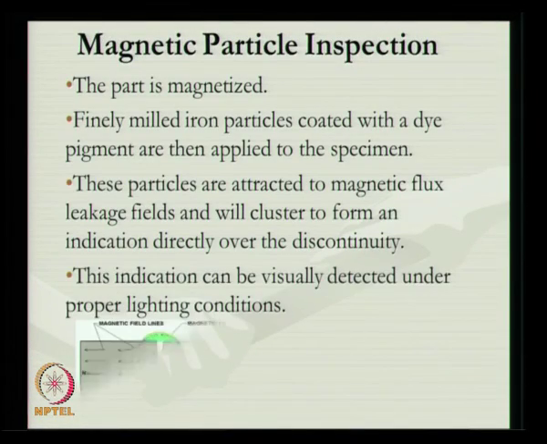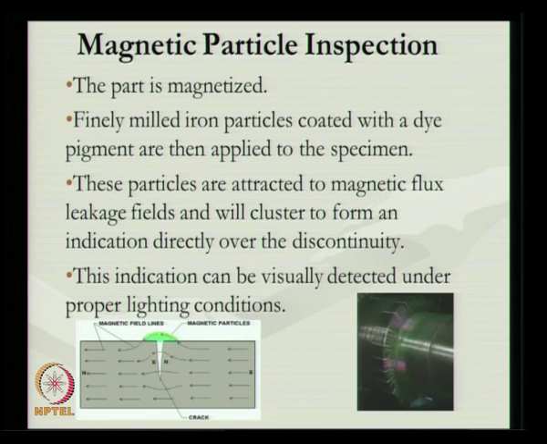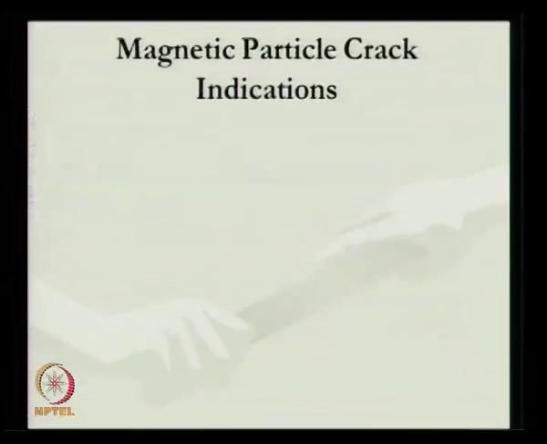If you look at magnetic particle inspection, the part is magnetized, and finely milled iron particles coated with a dye pigment are then applied to the specimen. These particles are attracted to magnetic flux leakage fields and will cluster to form an indication directly over the discontinuity. This indication can be visually detected under proper lighting conditions, as you see in the figure as well as the image which is being pictured.